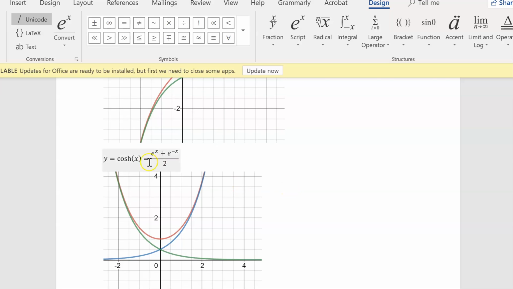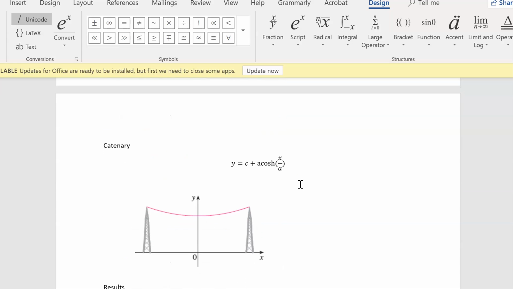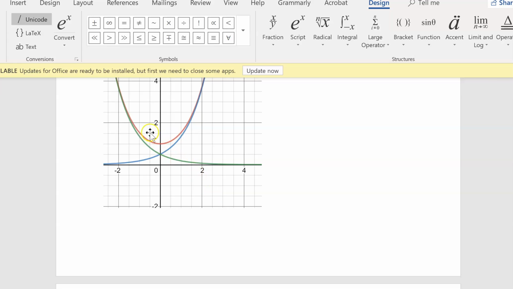If we look at the hyperbolic cosine, again we have the red graph, which is the sum of e to the x over 2, the blue graph, and e to the negative x over 2, the green graph. We see a shape like a necklace, which is called a catenary in engineering and physics. The formal equation of a catenary is c plus a times hyperbolic cosine of x over a, and again you see that shape.